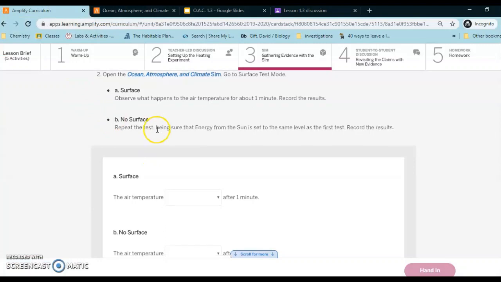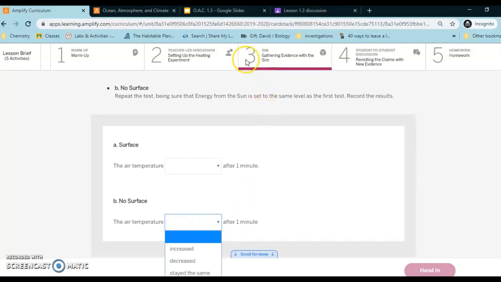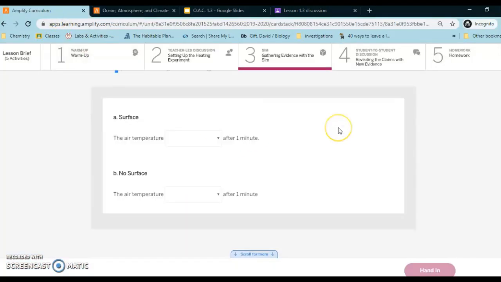All right, so now I'm going to go back here and I'm going to say after 1 minute, the air temperature, and you're going to tell me what happened. We just watched it together. If you're unsure, please run it back again and play with the simulation yourself. That's half of the fun. And with no surface, the air temperature did what? And we can just have a look back at that. So you're going to tell me what happened there.